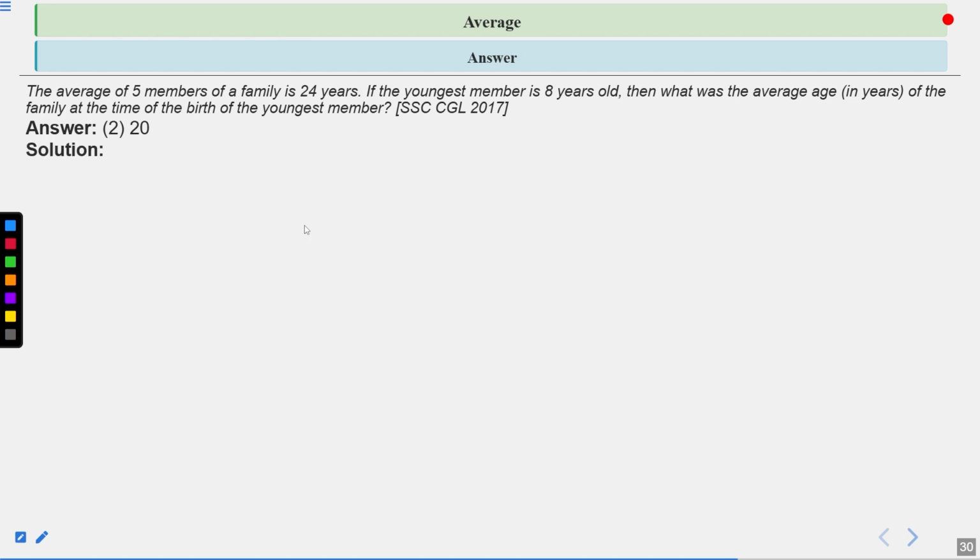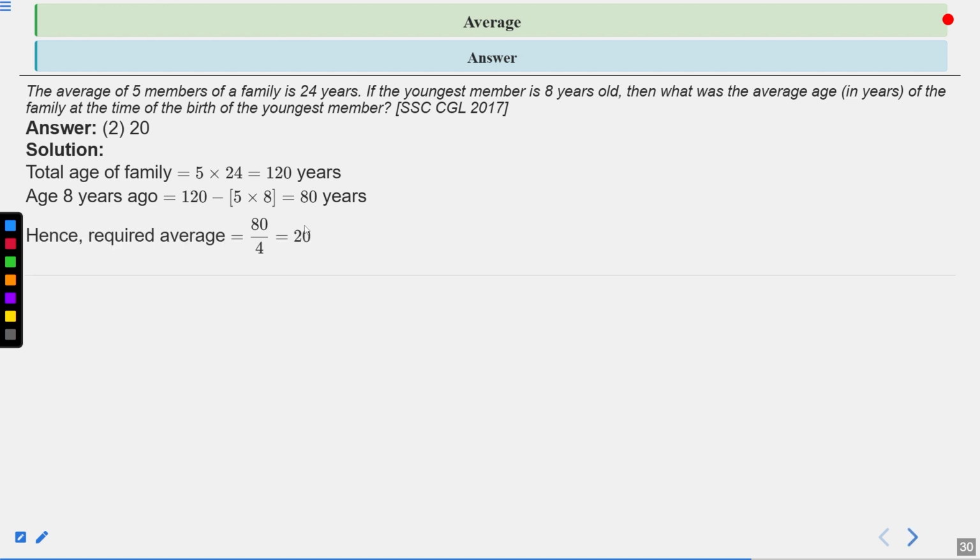Now see the detailed solution. The total age of the family becomes 5 into 24, which is 120 years. So the age 8 years ago will become 120 minus 5 into 8. When we subtract, we get 80 years, because 5 into 8 becomes 40, so 120 minus 40 gives 80 years. Hence the required average of the 4 members is 80 divided by 4, which gives 20 years. So the second is the correct answer of this question. Next one.